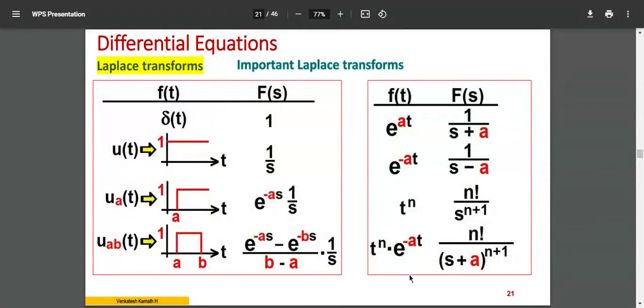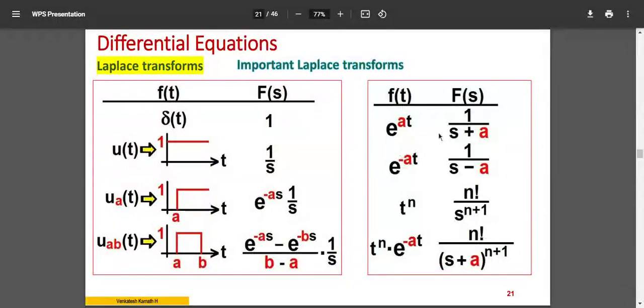But e power minus a t is the product here. Actually e power minus a t is 1 by s plus a. Right? So that minus a comes along with the, sorry, this is s plus a. It goes with the s plus a. So that s plus a comes over here. So that is n factorial upon s plus a to the power n plus 1.